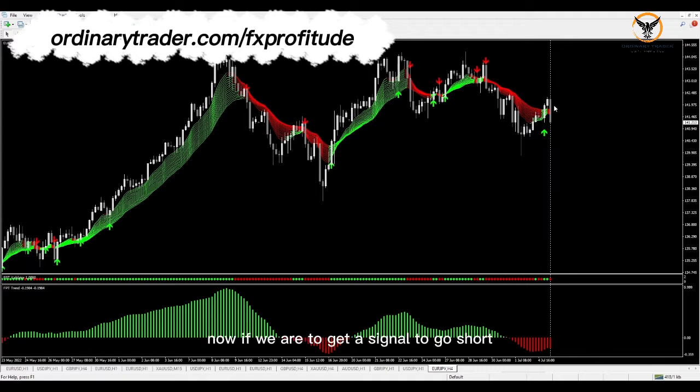is still red. Now, if we are to get a signal to go short, we want to see a red arrow appear above this candle. It'll look like this previous one here. Now, if we get that signal to go short, I will be placing a sell trade.